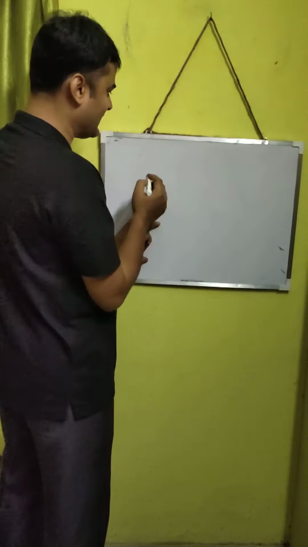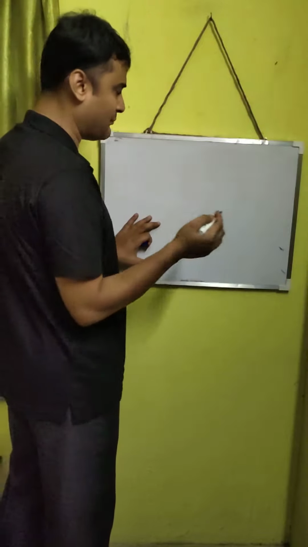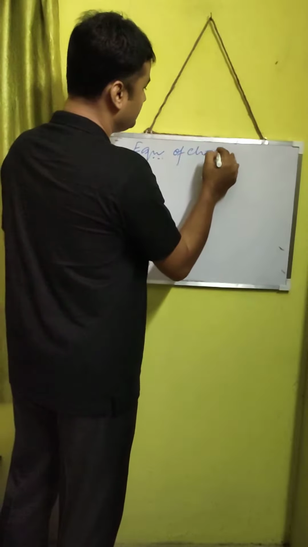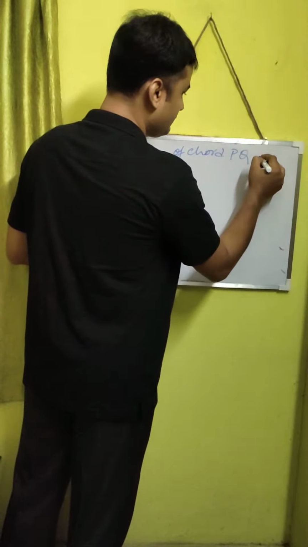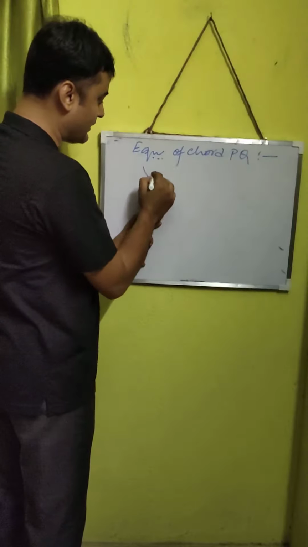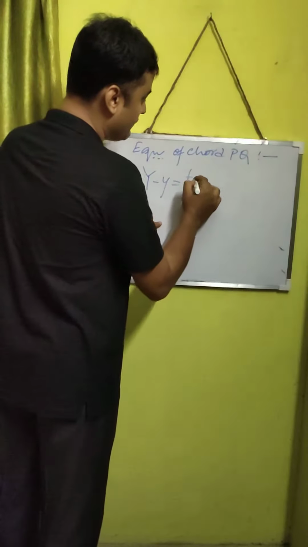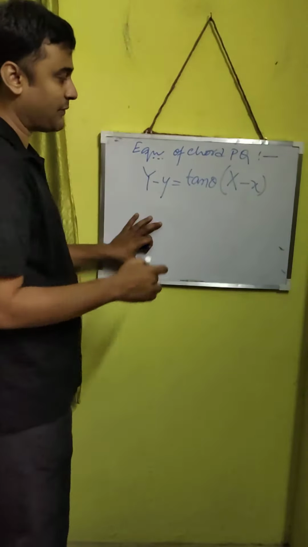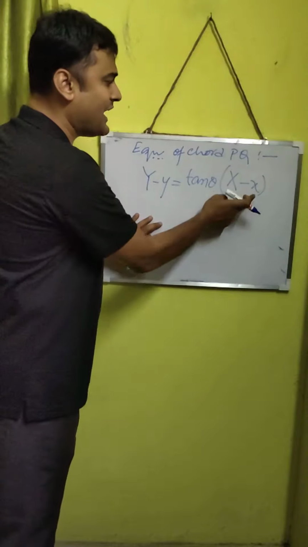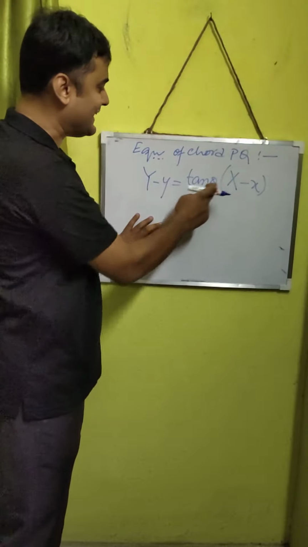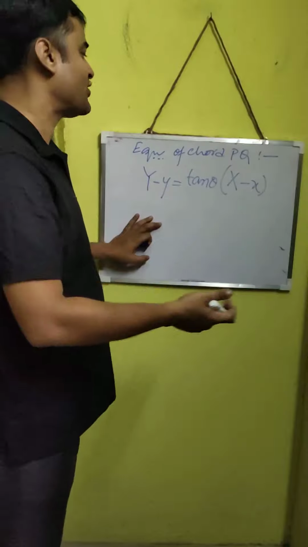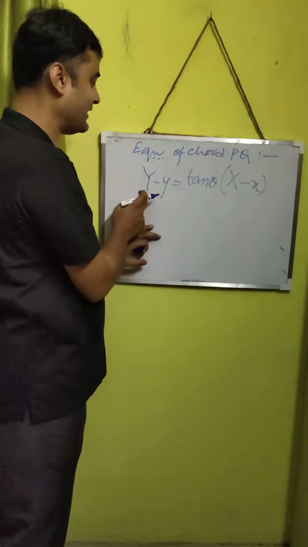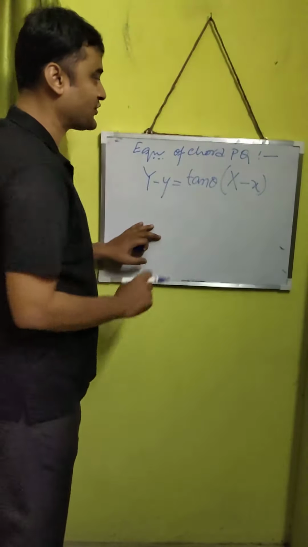Let us take the current coordinates as capital X and capital Y. So the equation of chord PQ is given by Y minus y equal to tan theta into X minus x. This capital X and capital Y are current coordinates because we have already assumed that the coordinates of P are small x and small y. You can assume otherwise also. In order to understand it better, we have assumed capital X and capital Y. So this is the equation of the chord PQ.